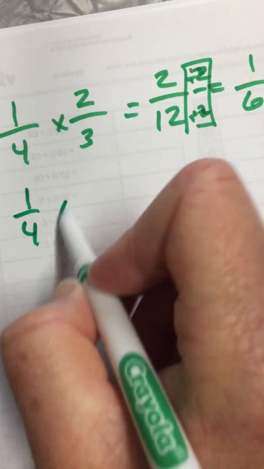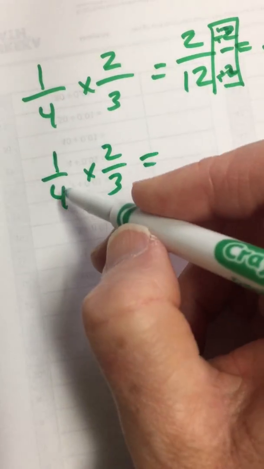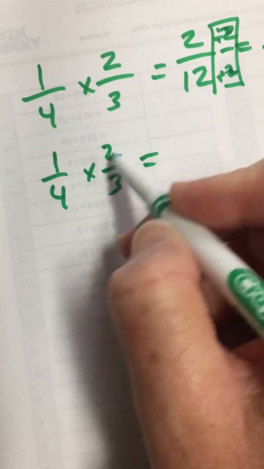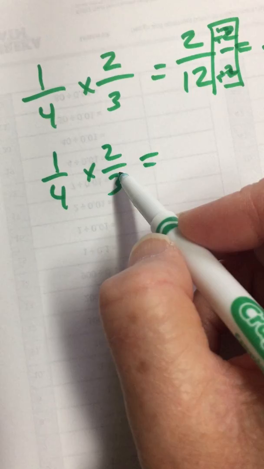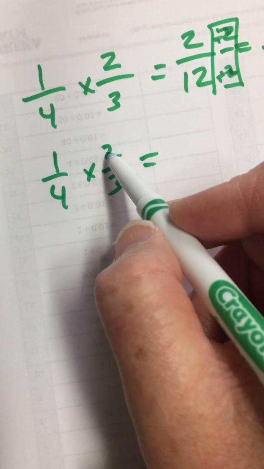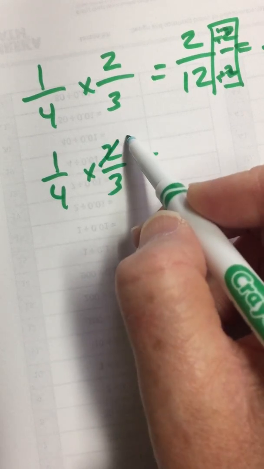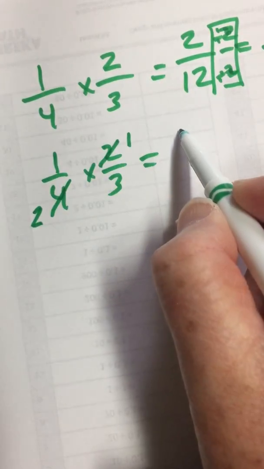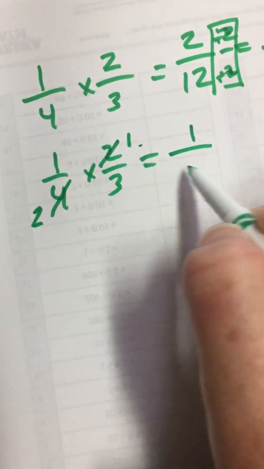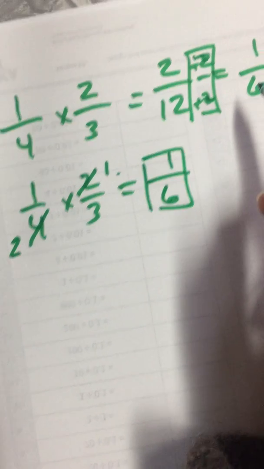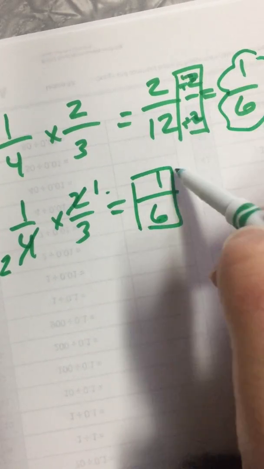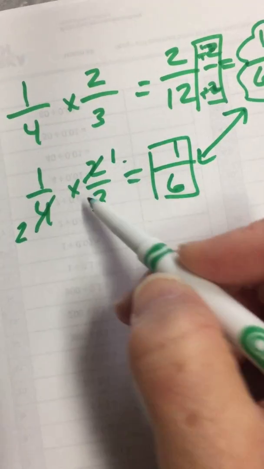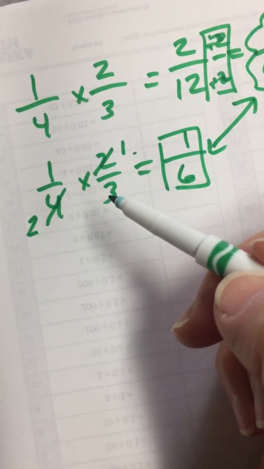Now if I had this problem and I wanted to cross cancel before I started multiplying, I could do that. I could simplify the problem by looking at these two numbers. Anything on the top can be cross canceled with anything on the bottom if they share a factor. 2 can be divided by 2 and it equals 1, and 4 can be divided by 2 and it equals 2. When I multiply across, 1 times 1 is 1 and 2 times 3 is 6. I get the same answer as before, but I didn't have to simplify because I simplified first. So you can choose to do that when you're multiplying fractions.